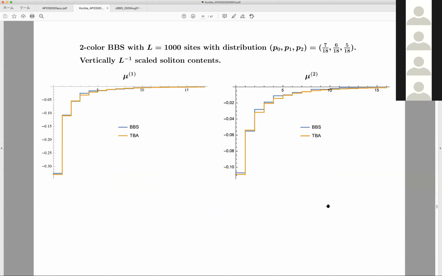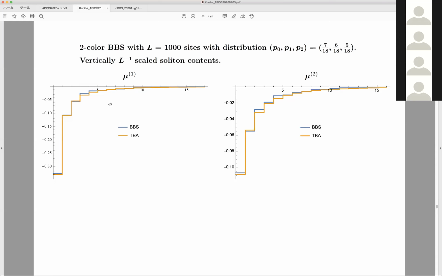So here I generated the ensemble of the two-color BBS states with 1,000 sites with distribution, IID parameters like this. I suppose the summation of these three is 1. And vertically scaled by the system size. So here, the blue plot is a result of the simulation. I randomly generated IID states and took the image of the KKR bijection and plotted the resulting Young diagrams scaled by L inverse factors.